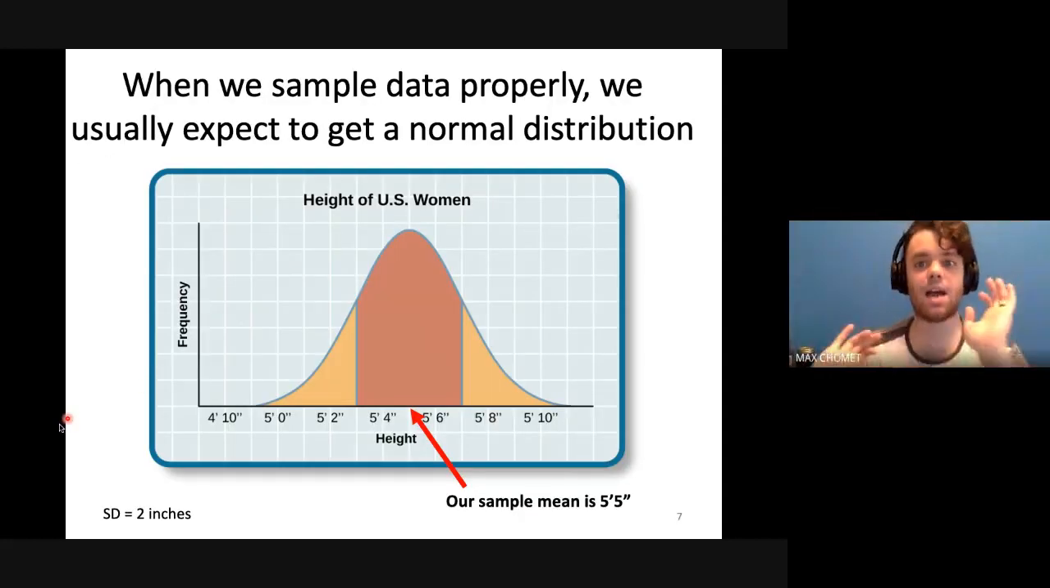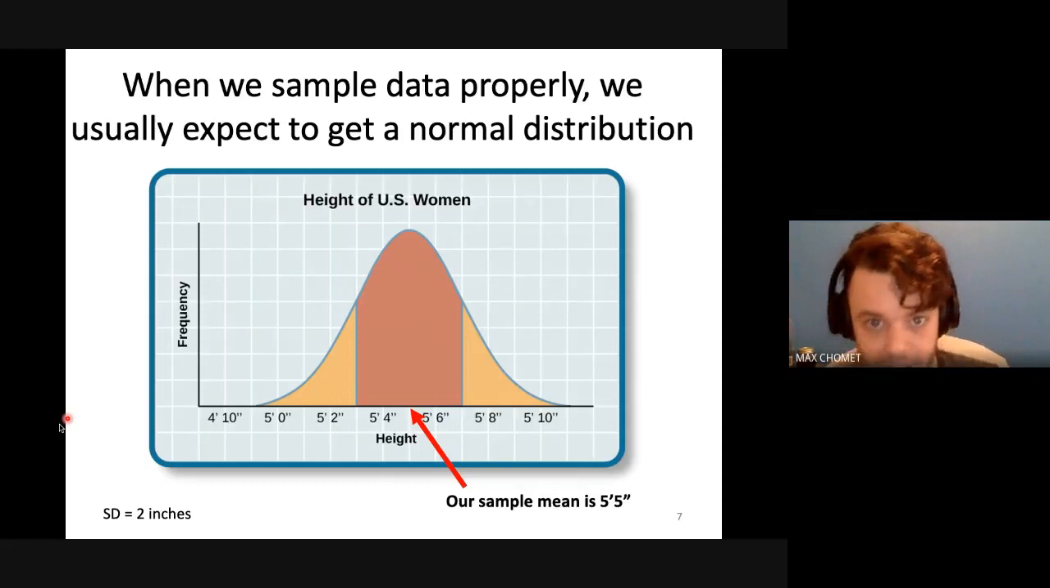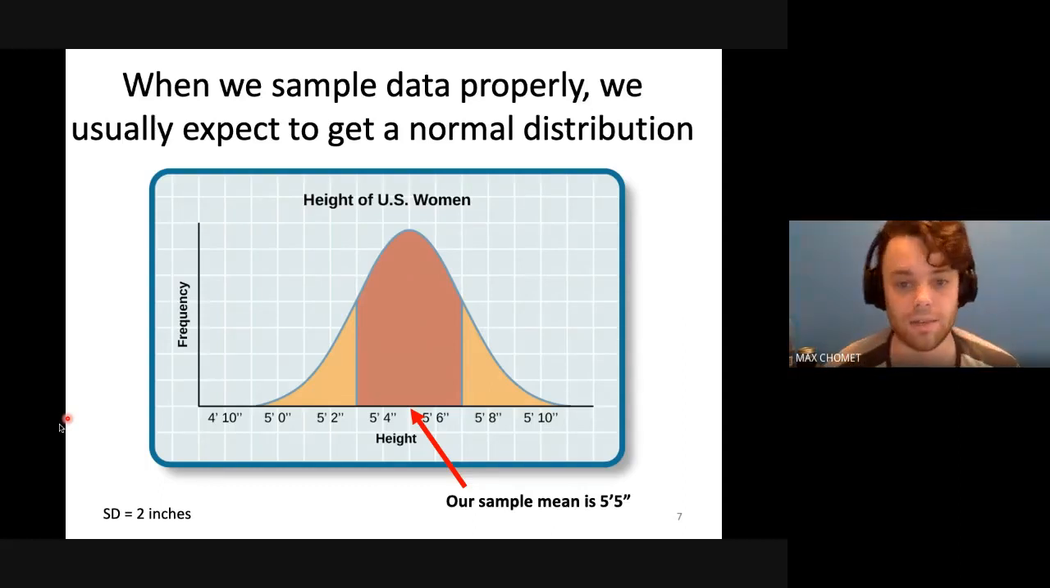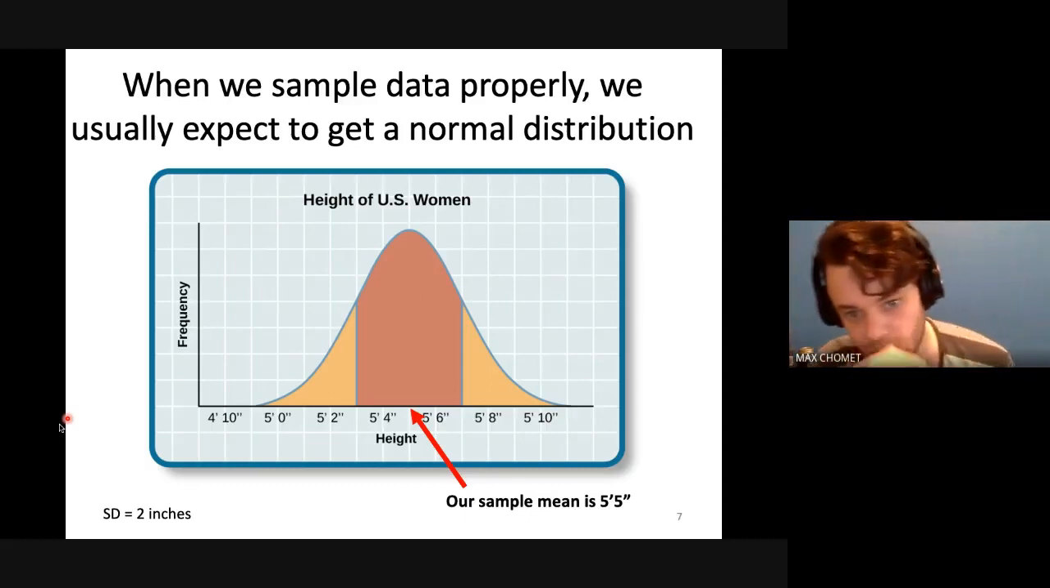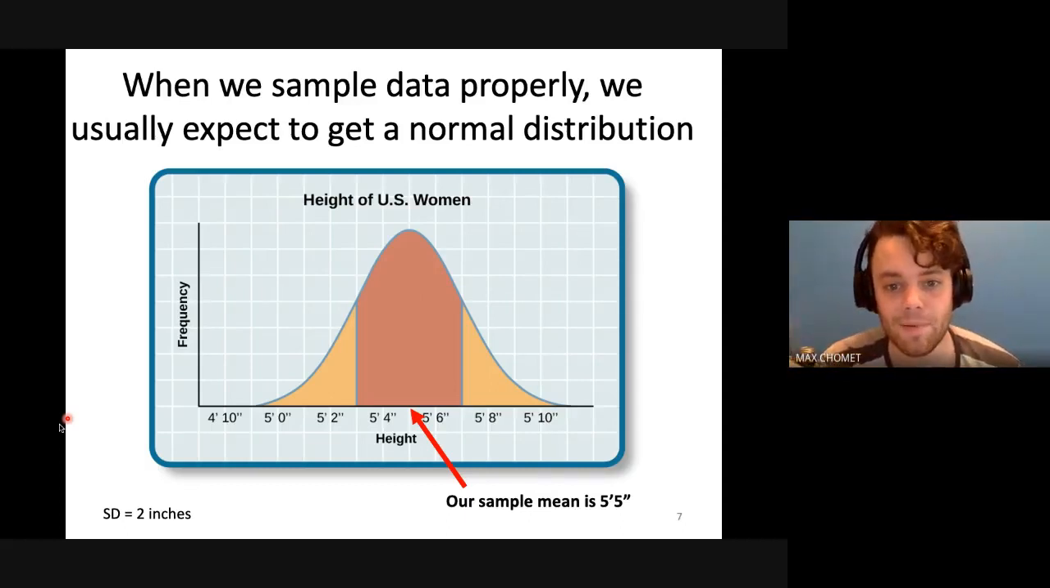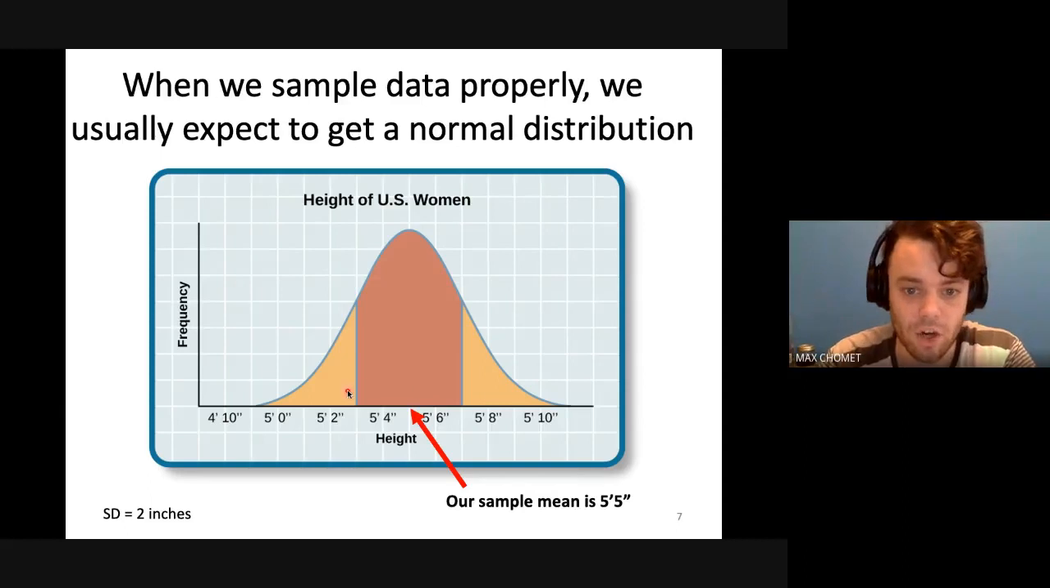So for example, let's say I wanted to find the average height of women in America. And I go out and I properly collect a random sample of women's heights. If I sample properly, usually my results will end up on this kind of bell curve situation. So this is a histogram. This is not a graph of an experiment. This is a histogram, which means that these are the heights of women, and this is how many women I found at each height, right?